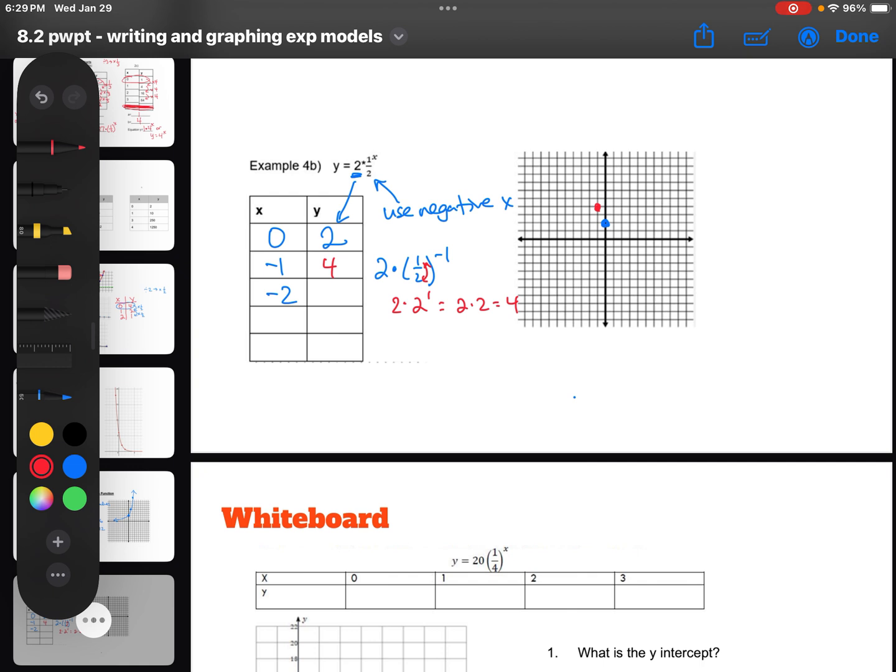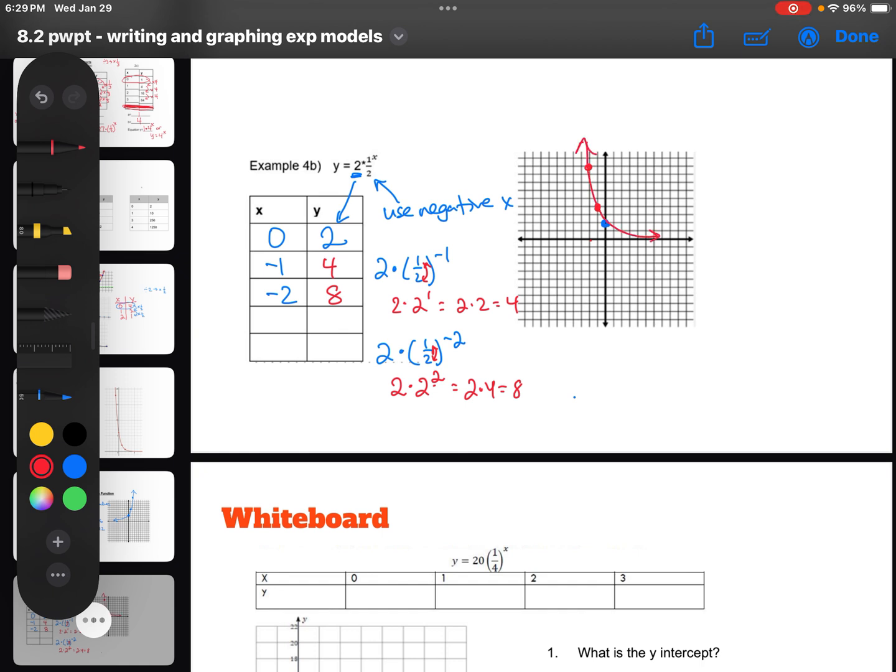Okay? And then I'm going to do the same thing with x is -2. So I have 2 times 1/2 to the -2. Remember, the negative exponent flips the fraction upside down to make that 2 squared. That makes this 2 times 4, which is 8. So I'll have (-2, 8). That will be this point here. And now we can graph it.